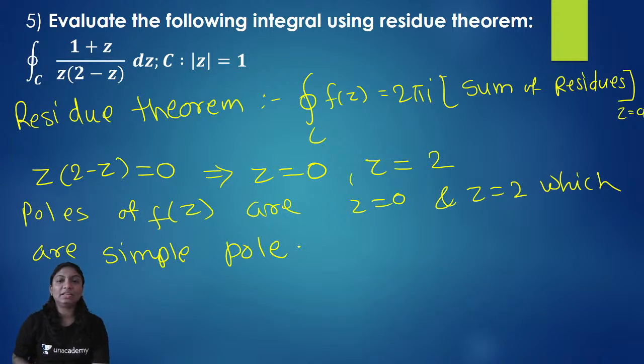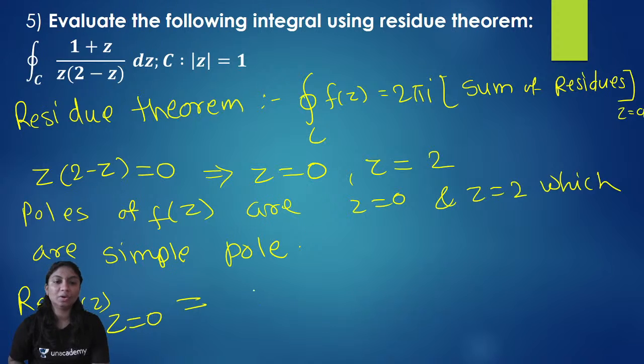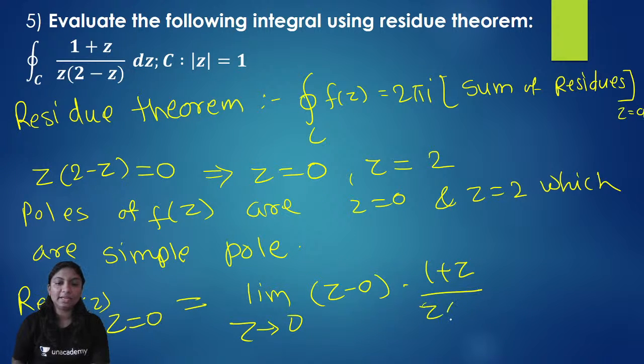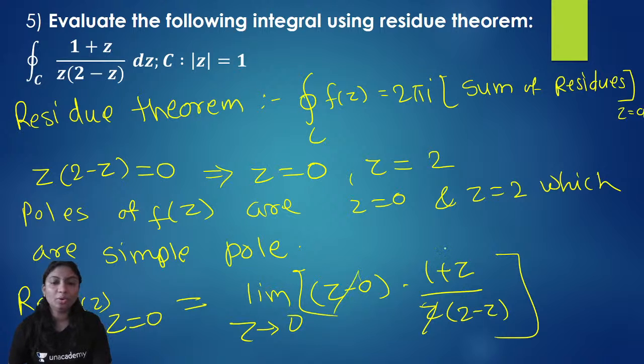So we will calculate the residue for each pole. The residue of f of z at z is equal to 0 is the limit as z tends to 0 of z minus 0 into f of z. Here f of z is 1 plus z upon z into 2 minus z. So the z cancels out, giving 1 plus z upon 2 minus z. Put z is equal to 0, so obviously it is 1 by 2.